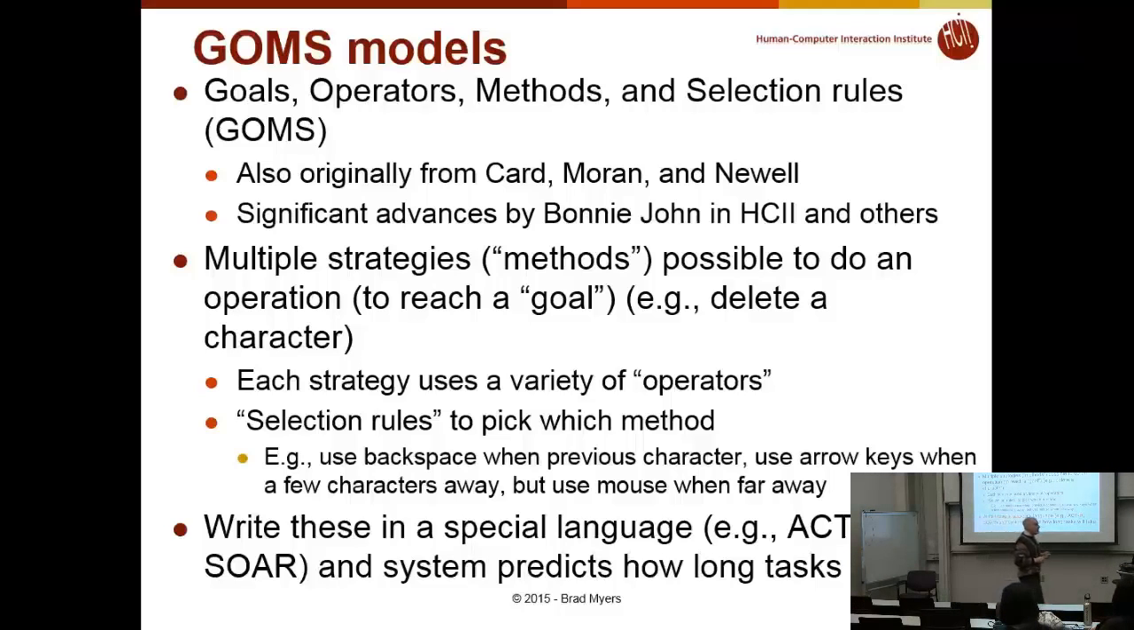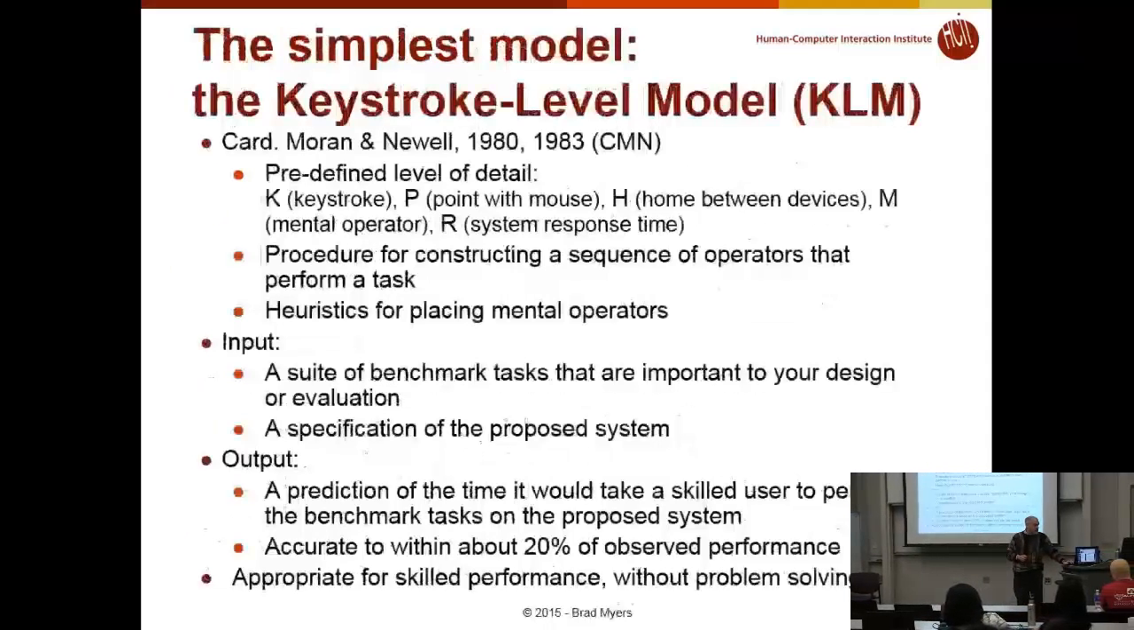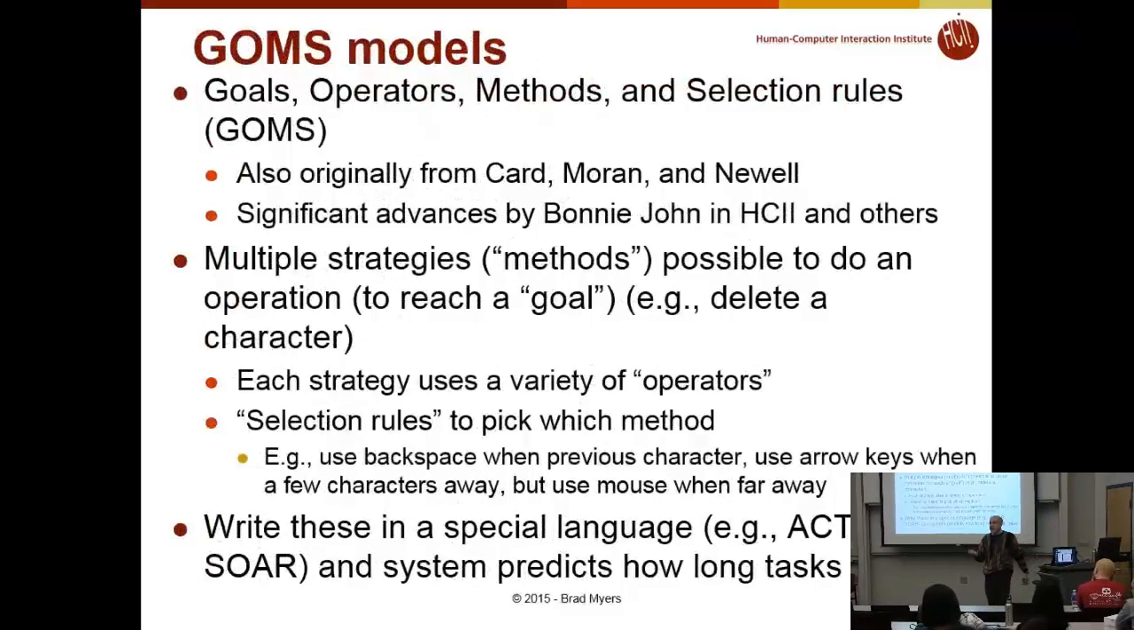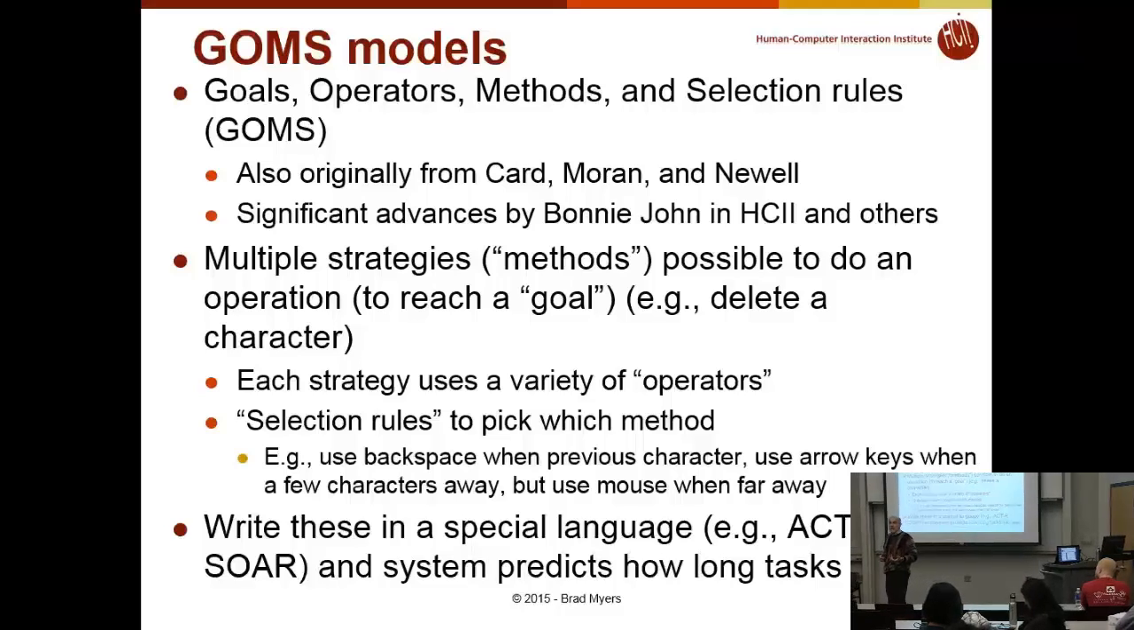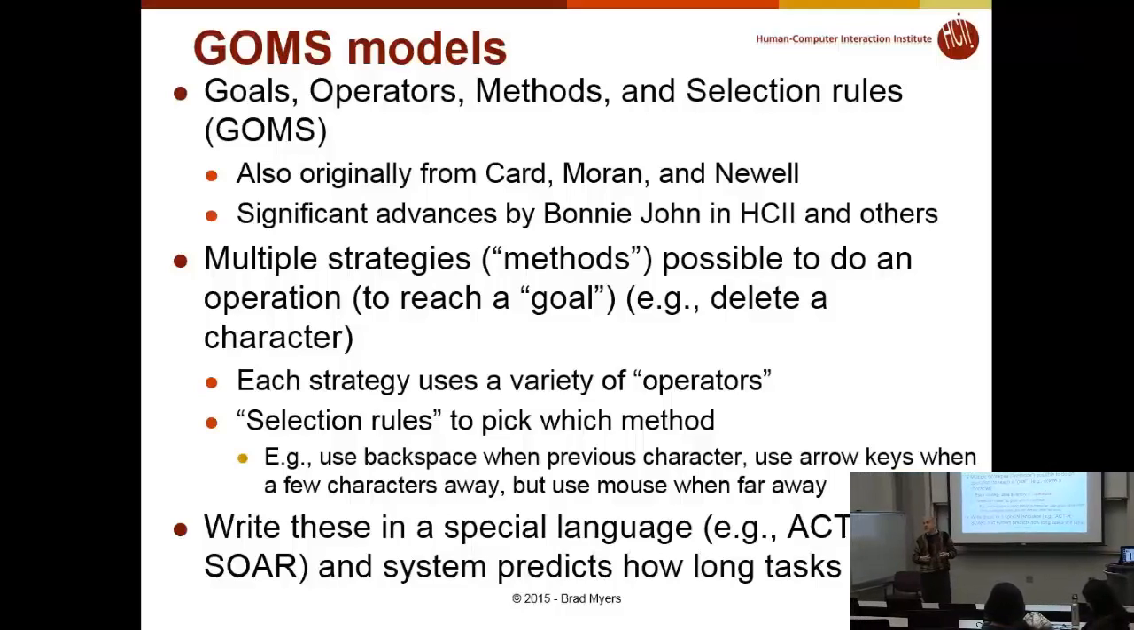And so using the KLM kind of numbers, we can figure out, given an operator, the arrow keys, the home key, using the mouse, how long that's going to take. Given a particular task, we can use the selection rules to calculate which method people are likely to use. Then we can use the operators that go with that to actually come up with a number.